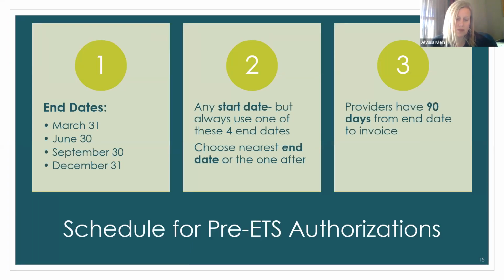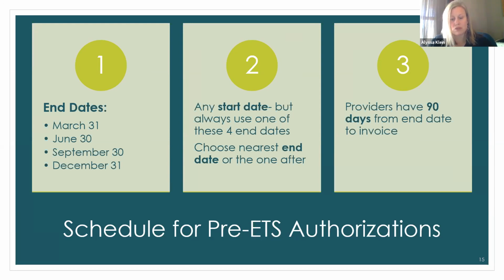This slide reviews the schedule for pre-ETS authorizations. Box number 1 lists 4 possible end dates that you must choose from for each authorization. And you will see that they are quarterly options. So there's March 31st, June 30th, September 30th, or December 31st. Then, as is indicated in box number 2, there can be any start date, but you would always need to choose one of those 4 end dates.